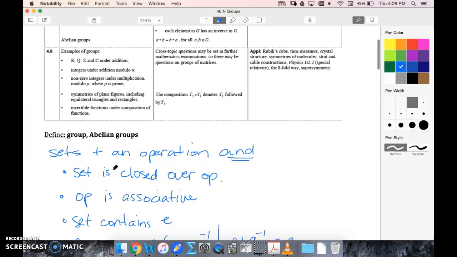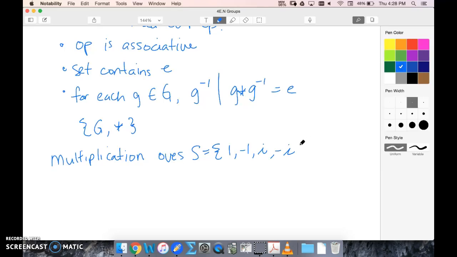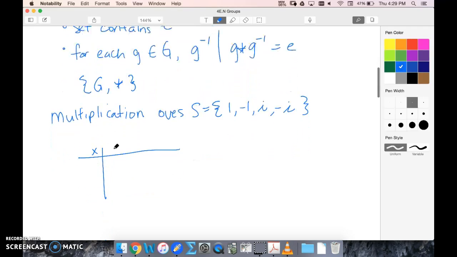Okay, so let's look at an actual example of a group. So we can look at multiplication over complex numbers. So I'm going to make my set be 1, -1, i, and -i. Okay, so I'm going to make my Cayley table. Multiplication, 1, -1, i, same thing.